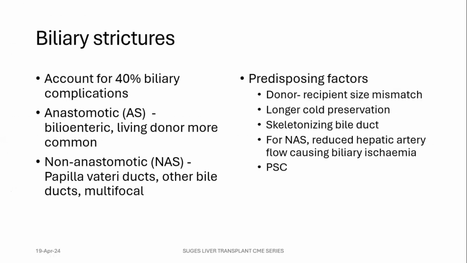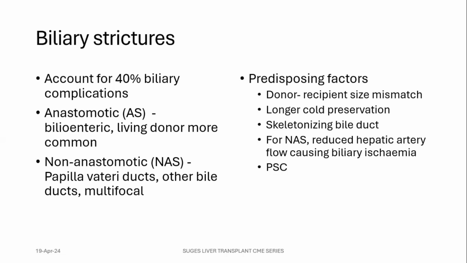Now we're going to talk about the biliary complications, and the commonest is the biliary strictures. They account for about 40% of all biliary complications. You may have biliary strictures at the anastomosis. Those are anastomotic strictures. These can occur at the bilioenteric anastomosis or at the end-to-end anastomosis of the bile ducts. They are more common among living donor liver transplants.